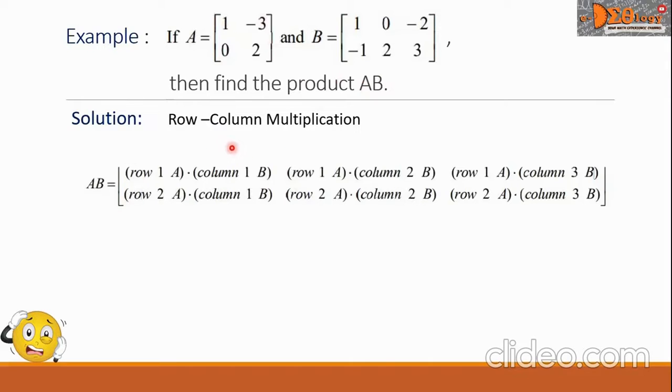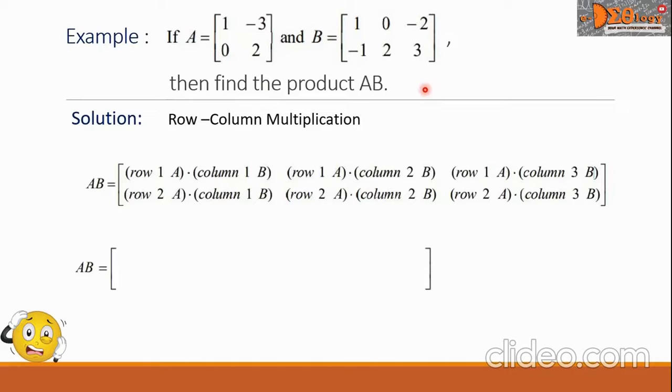It becomes like this. We're going to use the rows of A to be multiplied by the columns of B respectively. For the first element here, we will multiply the first row of A by the first column of B. For the element here, row 1 of A multiplied by column 2 of B. Row 1 of A multiplied by column 3 of B. Row 2 of A multiplied by column 1 of B. Row 2 of A multiplied by column 2 of B. Row 2 of A times column 3 of B, respectively.